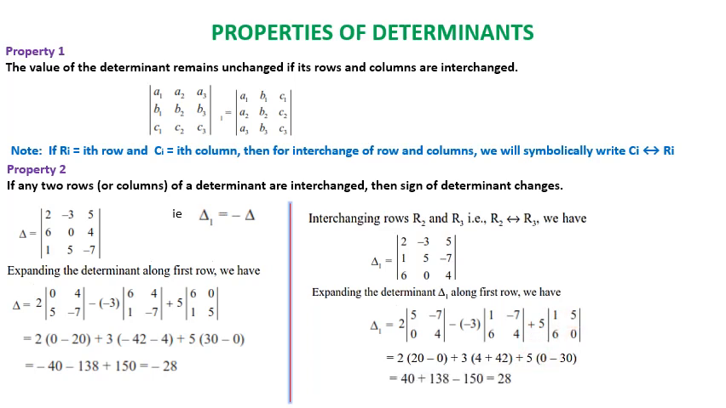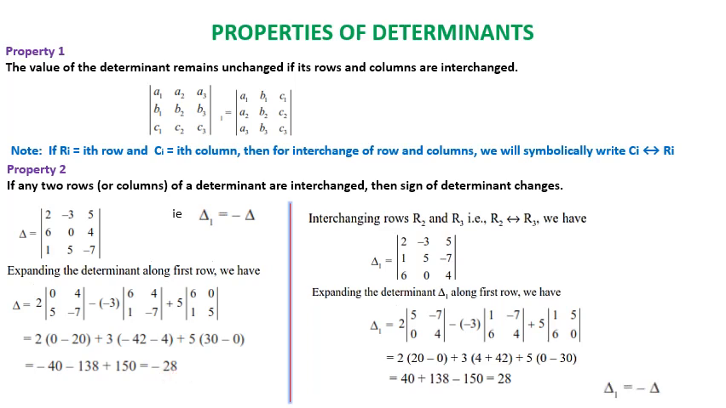Go for expanding the bracket and simplifying. 20 minus 0 is 20, 20 into 2 is 40, 4 plus 42 is 46, 46 into 3 is 138, then 0 minus 30 is minus 30, minus 30 into 5 is minus 150. So here you are getting the answer 28, and the original determinant value is minus 28.